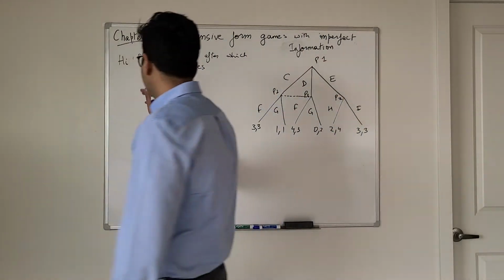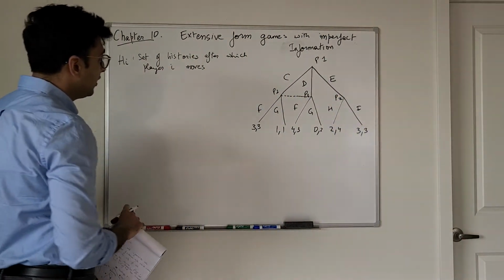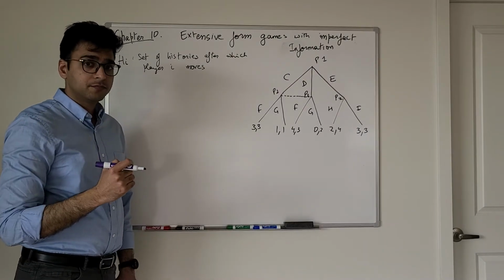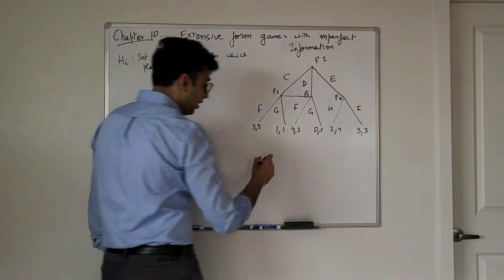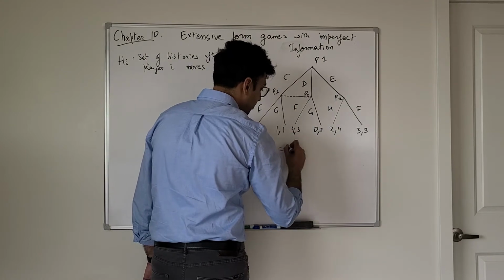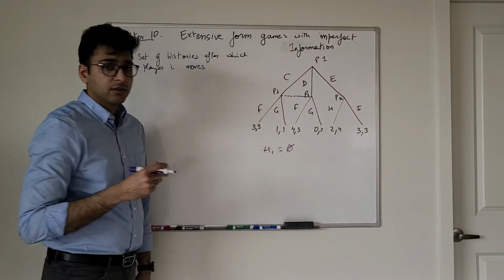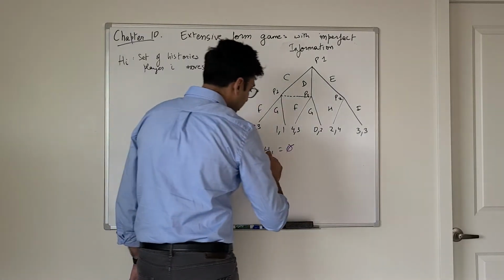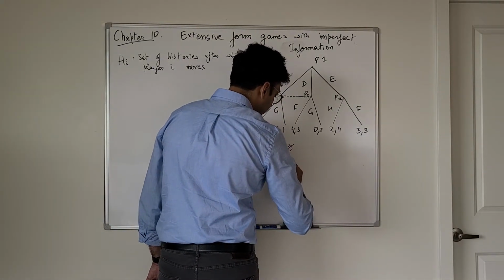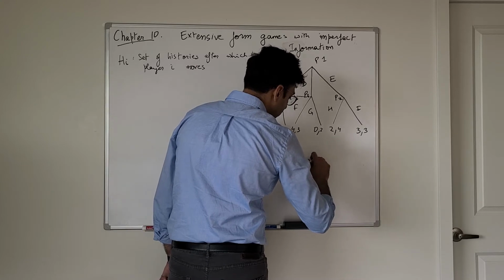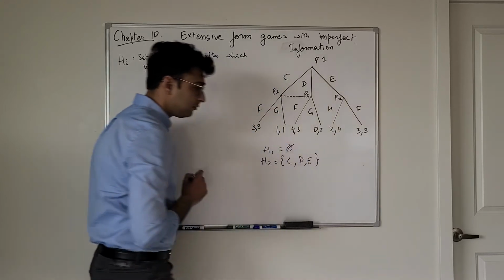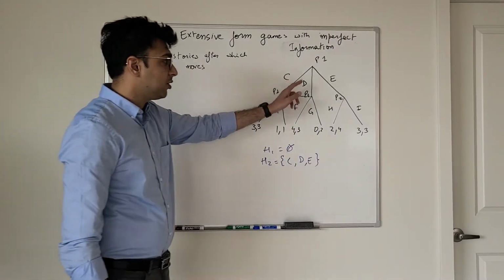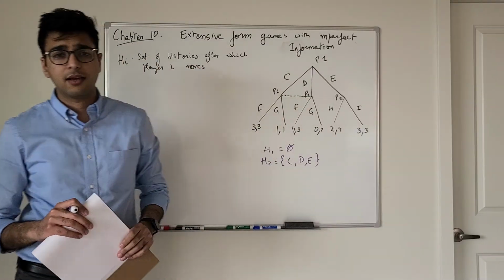First, let's define H_i. H_i, capital H_i, is a set of histories after which it is player i's turn to move. In this game, H1 is just the null set. So it's player 1's turn to move when nothing has happened so far. And H2 is C, D, or E. Right, it's player 2's turn to move after either C has happened, or D has happened, or E has happened.